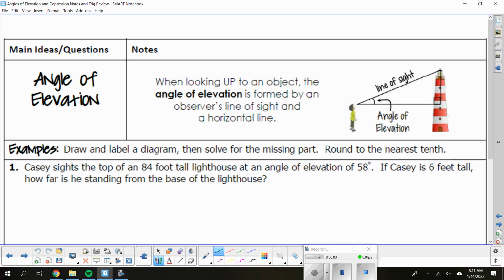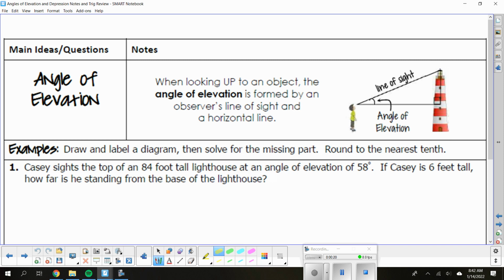Today's lesson is going to cover angles of elevation and angles of depression. So first, let's figure out what an angle of elevation is. It's when you're looking up at an object. So if you notice the picture here, we have someone looking up at a lighthouse. It is formed by two things.